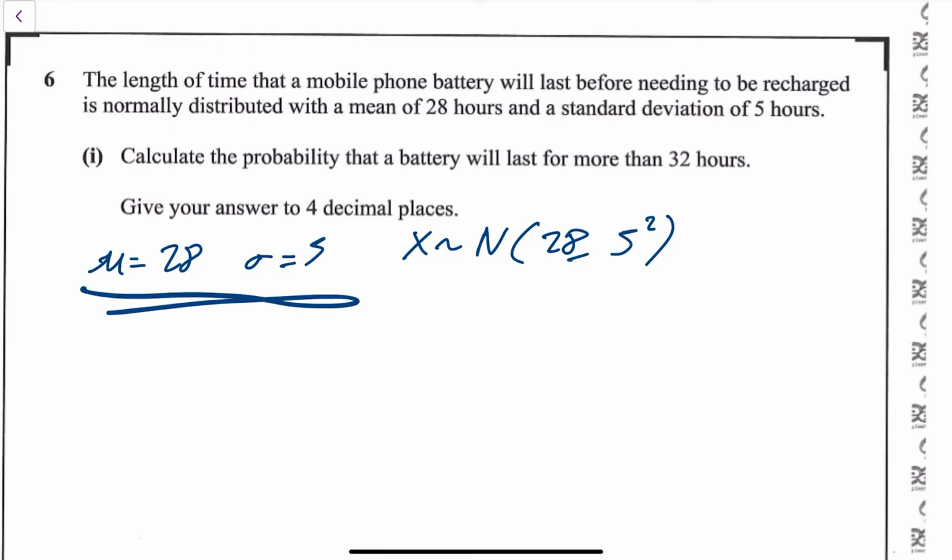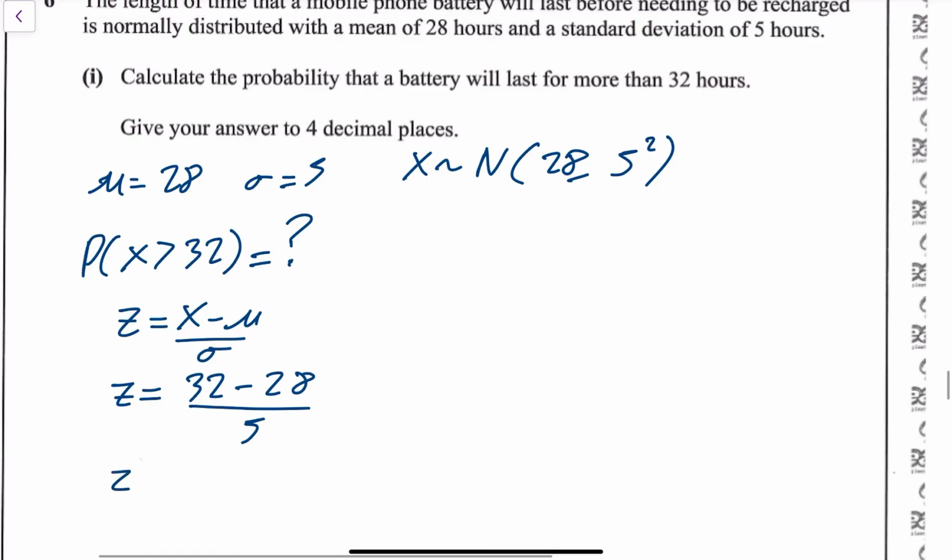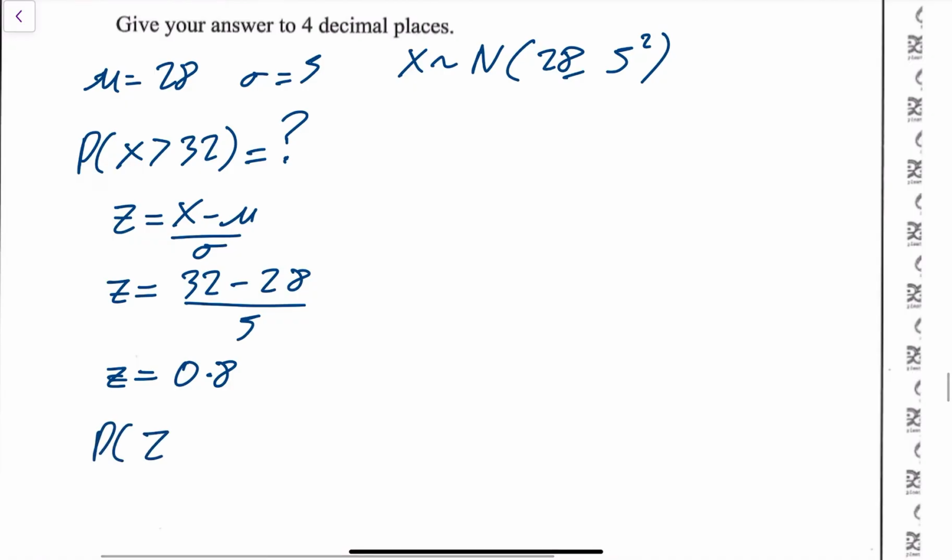But what is important, you know that my mean mu is 28, and my sigma is 5. Calculate the probability that the battery will last for more than 32 hours. So that's what we're looking to find. Now what we've got to do is convert my x value into a standardized z value, and you do that using this formula, x minus mu over sigma. So z equals 32 minus 28 over 5, and that works out to be 0.8. So we really want to find the probability that z is greater than 0.8.